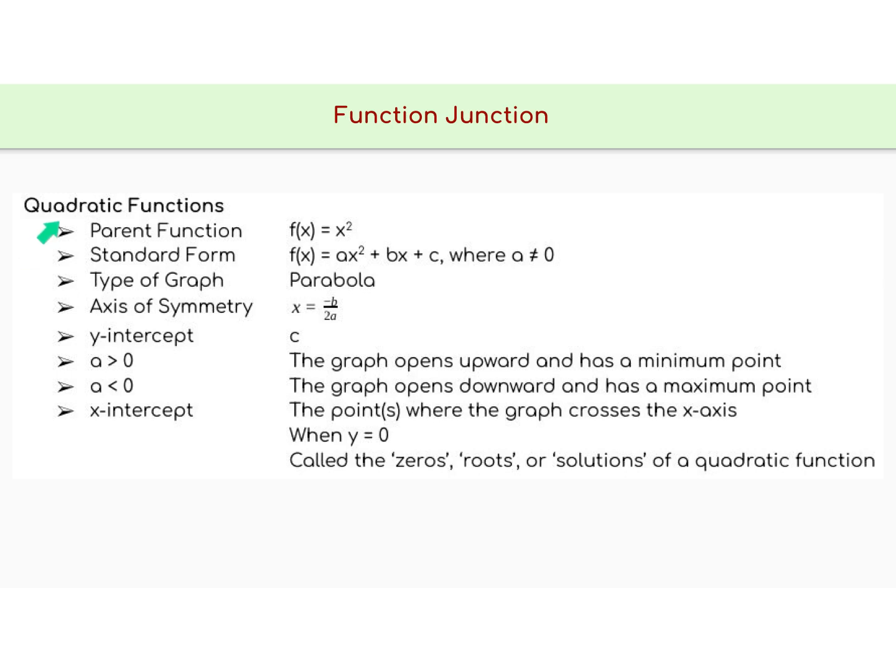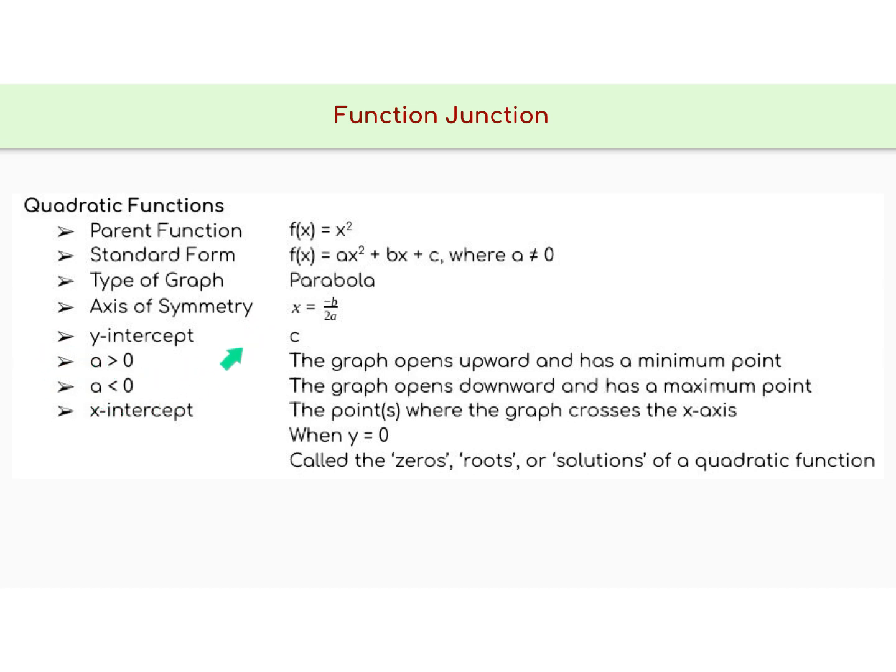First, we have our parent function, and the parent function is represented as f of x equals x squared. Our standard form is f of x equals ax squared plus bx plus c, where a is not equal to 0. The type of graph formed by a quadratic function is called a parabola. Our axis of symmetry is calculated by the equation x equals negative b over 2a.